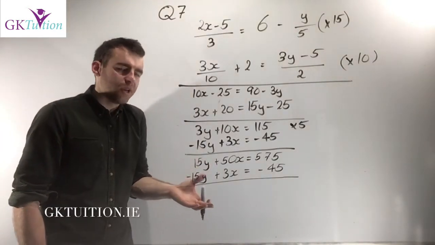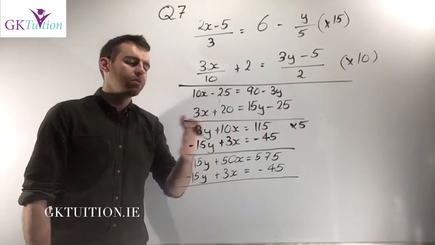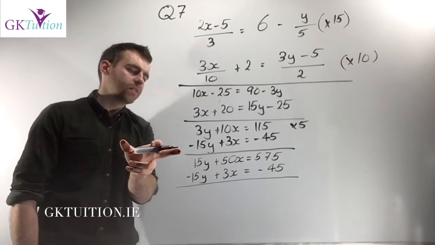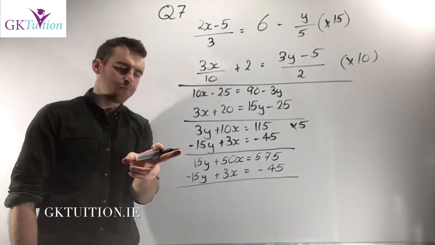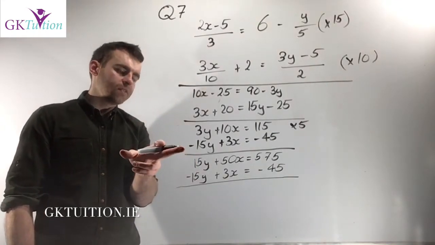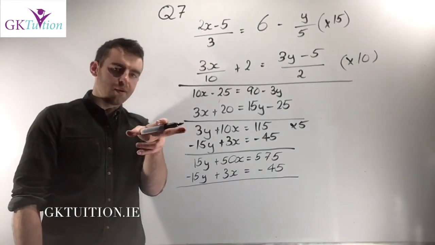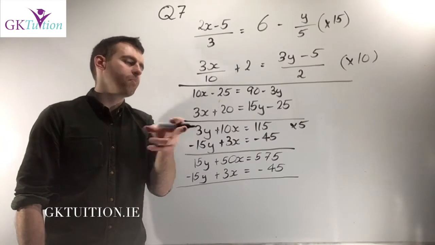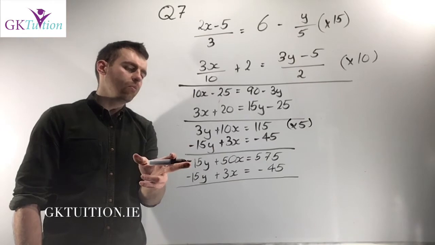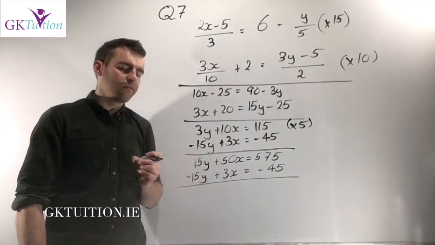Now this is a basic enough question. I just decided to bring all my x's and y's to the left and numbers to the right. I ended up with 3y plus 10x equals 115 and minus 15y plus 3x equals minus 45. I then noticed that the easiest variable to eliminate is the y's. If there's a minus 15y in the second equation, I want a plus 15y in the first equation. So I decided to multiply the first line by 5. 3y by 5 is 15y, 10x by 5 is 50x, 115 by 5 is 575.